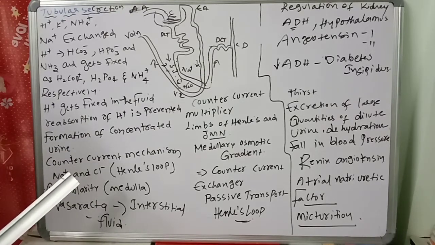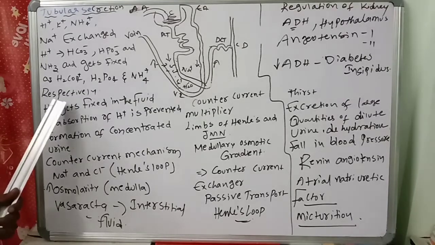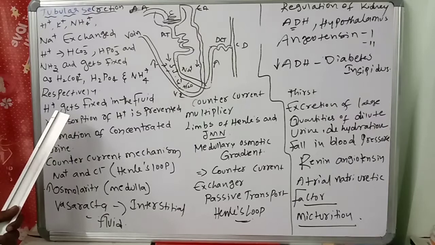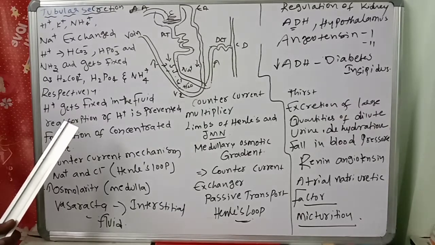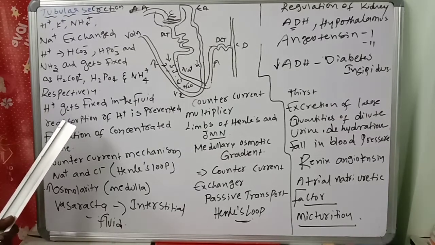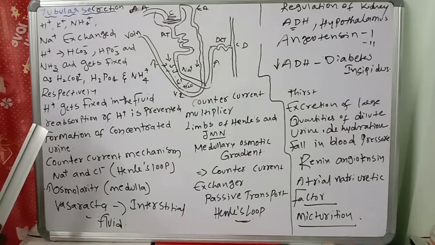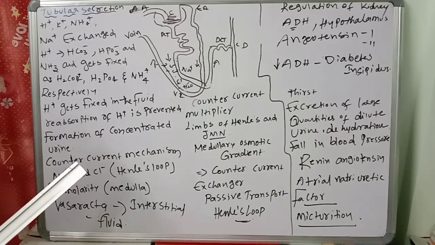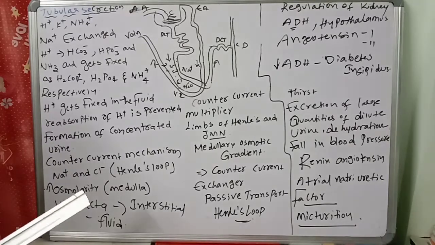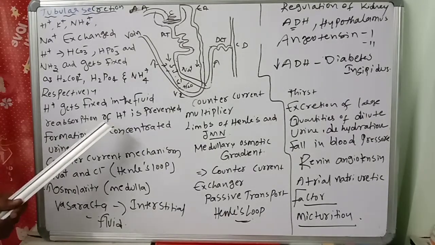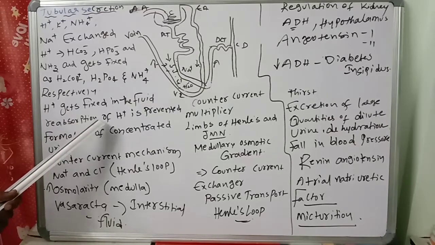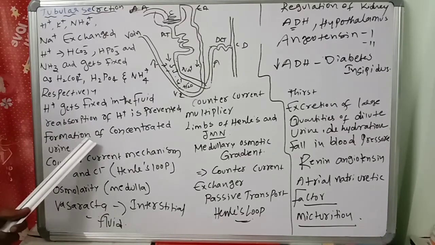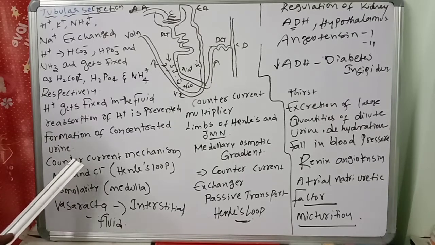So what is that? HCO3. The H plus secreted combines with which one? HCO3 will be formed, and NH3, H3PO4, HPO3 minus, and get fixed. Since H plus gets fixed in the fluid, reabsorption of H plus is prevented. So once H plus is fixed, reabsorption of H plus is prevented. Formation of concentrated urine, the counter current mechanism.